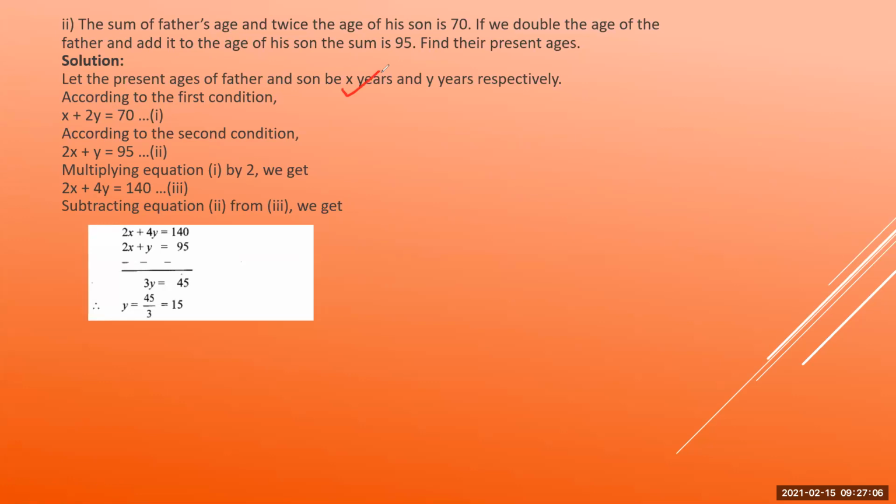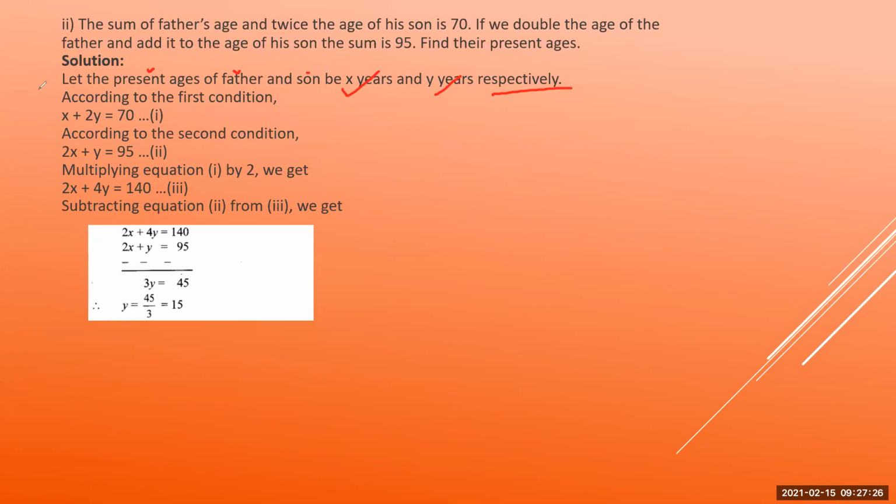Here x is for the father and y is for the son. What is meant by respectively, students? Respectively means separately. The first is x for the first one, and the next one is for the next one, that is for the son. So we assume this.